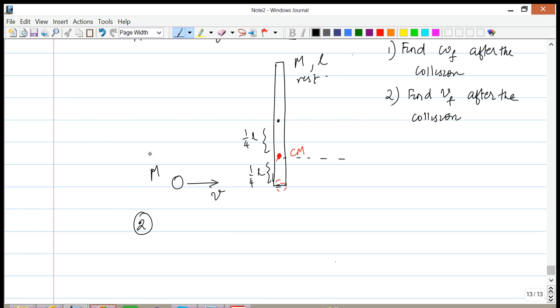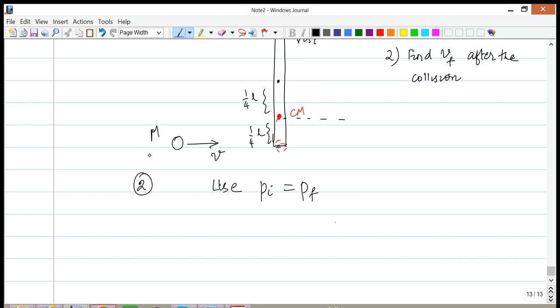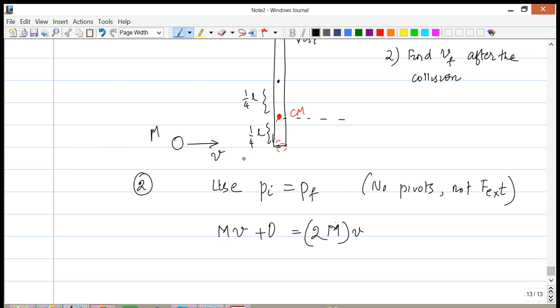So I'm going to answer question 2 first. So use pi equals pf. The reason I can use this is because there are no pivots. Please make sure that you understand that concept. No pivots, which means no F externals. In the beginning, the momentum is simply mv for the putty plus 0 for the rod, and at the end they're going to get stuck together, so they're going to move as one unit. So it is going to be 2m times v final, and this gives us v final as simply 1/2 times v initial, which we know.